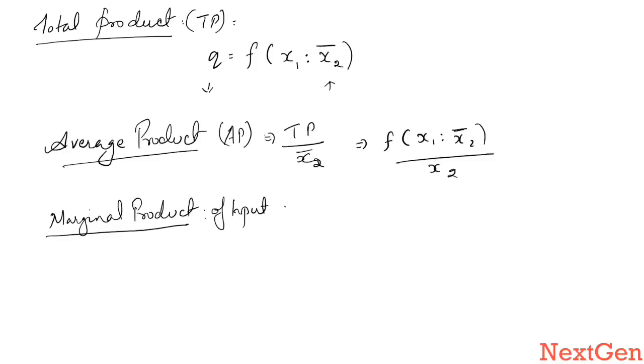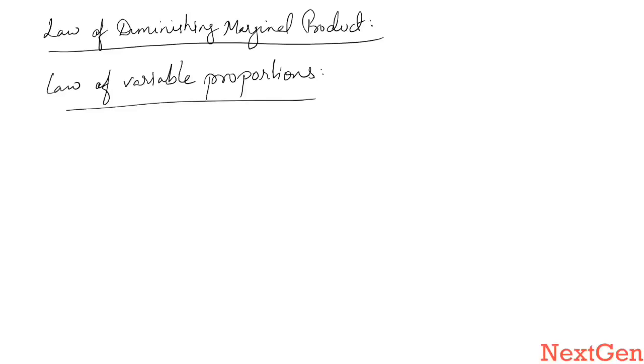Marginal product of input is defined as change in output Q per unit change in input x2. Now the law of diminishing marginal product says that if we keep increasing the employment of an input with other inputs fixed or constant, eventually a point will be reached after which the resulting addition to output, that is marginal product of that input, will start falling.